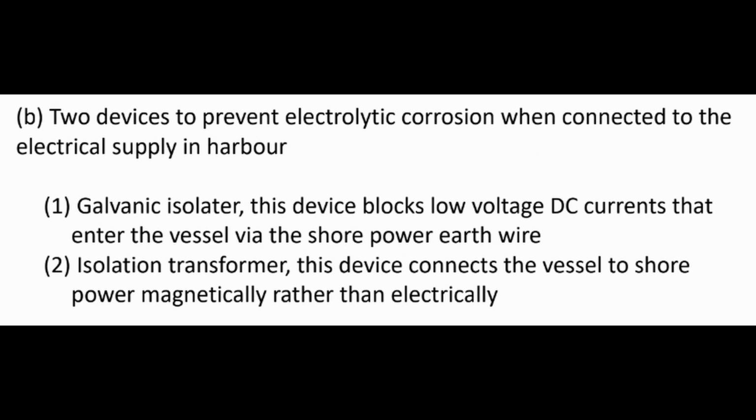B. Two devices to prevent electrolytic corrosion when connected to the electrical supply in harbour. 1. Galvanic isolator. This device blocks low voltage DC currents that enter the vessel via the shore power earth wire. 2. Isolation transformer. This device connects the vessel to shore power magnetically rather than electrically.